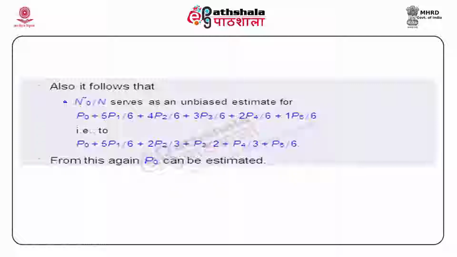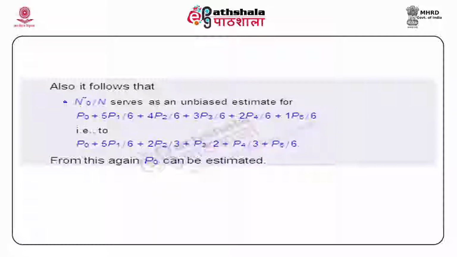Then 5/6 of P1. P1 is all those who are available on one day, and 5 over 6 is the chance of no show on a randomly chosen day. So, 5 over 6 P1, similarly 4 over 6 P2, 3 over 6 P3 and so on. So, N0 tilde by N serves as an estimate for this quantity; now you simplify this. From this again P0 can be estimated. So, you look at N0 tilde over capital N, from that you take out estimates of all these quantities and you get an estimate of P0. That is one way of doing it.